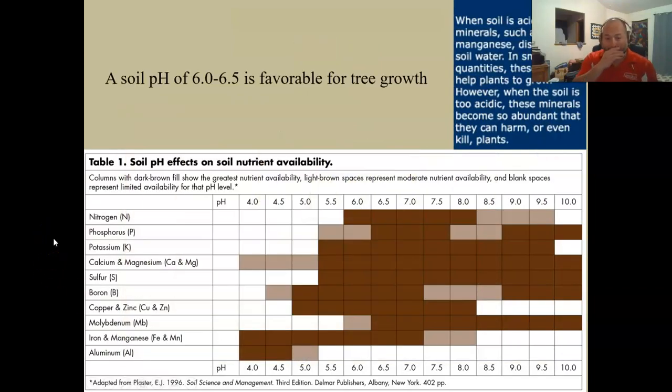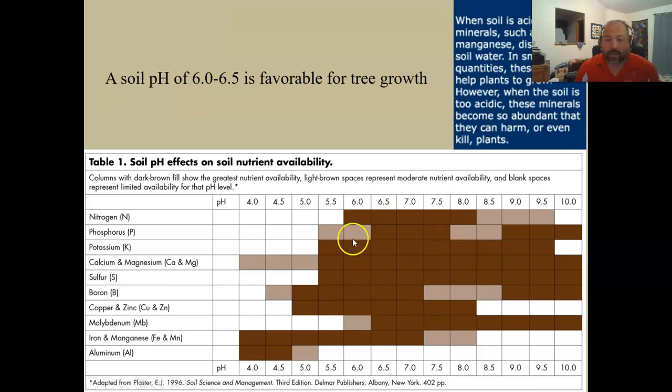So what are we talking about? It's this idea right here. So if we look at some of our essential elements, our essential minerals and nutrients that we need to see in our soil, we've got nitrogen, phosphorus, potassium, calcium and magnesium, sulfur, boron, copper and zinc, molybdenum, iron and manganese, and aluminum over here on the left. And so if you look here, you can see, well, we're pretty good at 6.5 to 7. If we're 6.5 to 7, we're solid. Even with 6, we got some light brown here. And actually, we can really go up to like 8.